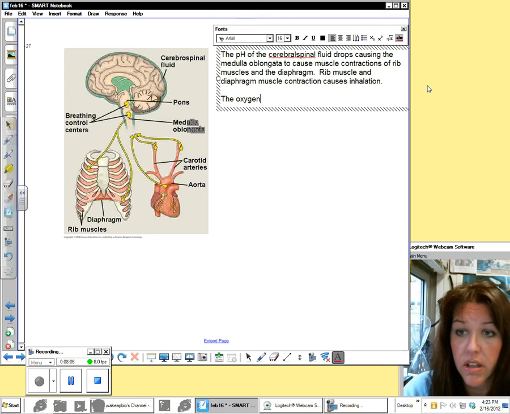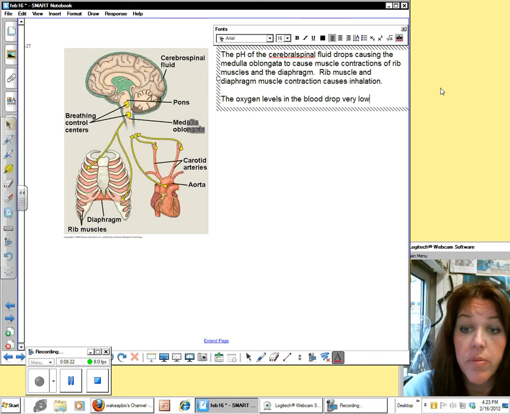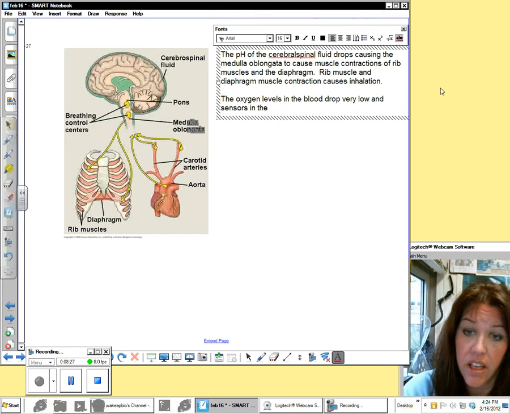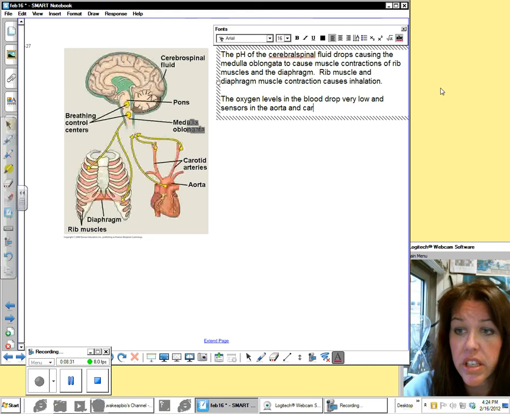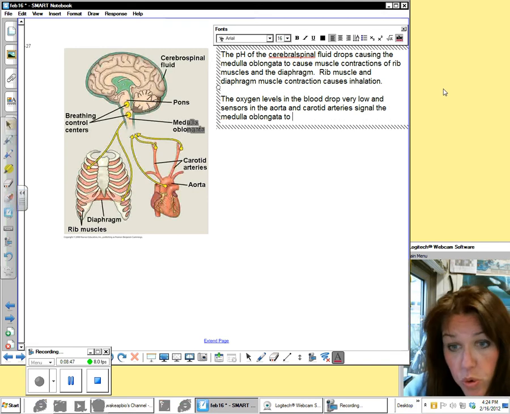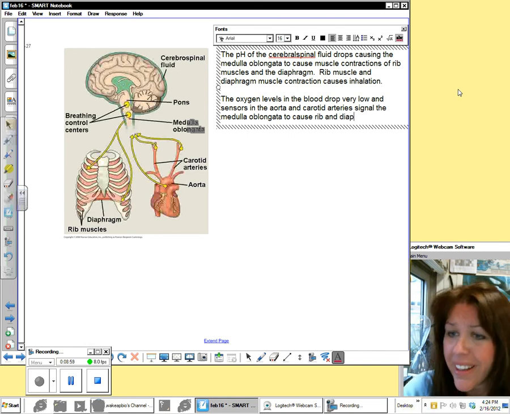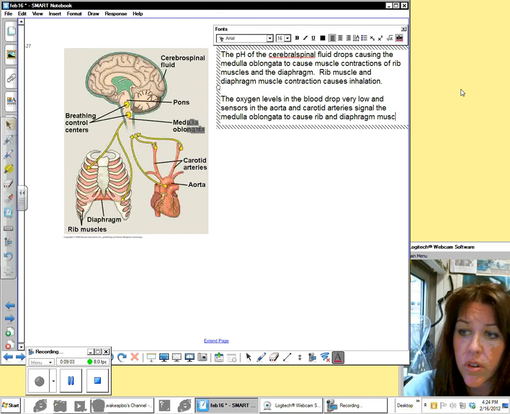The oxygen levels in the blood drop very low, and sensors in the aorta and carotid arteries signal the medulla oblongata to cause rib and diaphragm muscle contraction. I know I just wrote it.